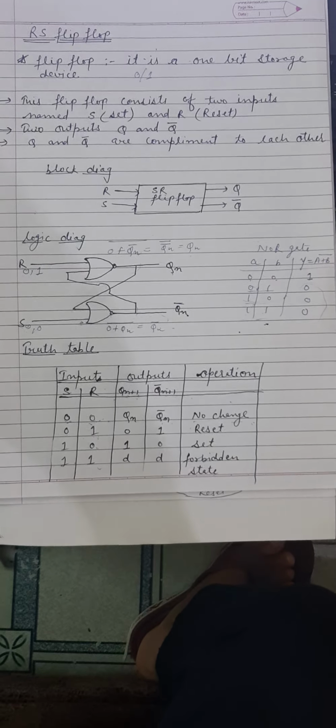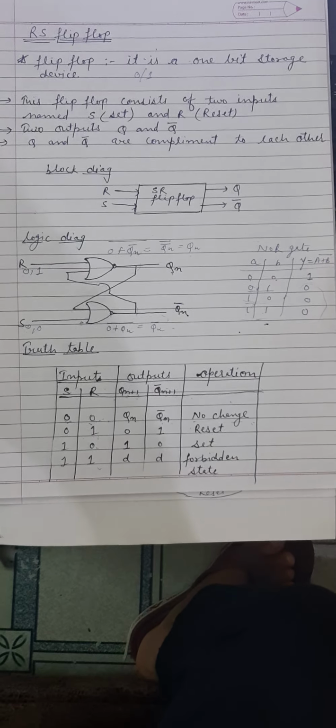Now come to the next inputs. The next inputs are 0 and 1. The value of S is 0 and the value of R is 1. Now you can see in this truth table, when one of the inputs is 1, then the output must be 0. So in this NOR gate, when R is 1, it doesn't matter what the other input is, and the output will be 0.